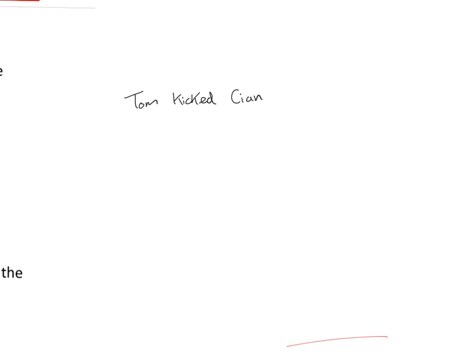So Tom kicked Kian, and if you remember, we had two new grammar terms that we looked at in that sentence. Tom kicked Kian. We have the subject and the object. Now, if you can think back to the difference between those two things, I'm sure you'll remember that. Tom, we said, was the subject, and Kian was the object.